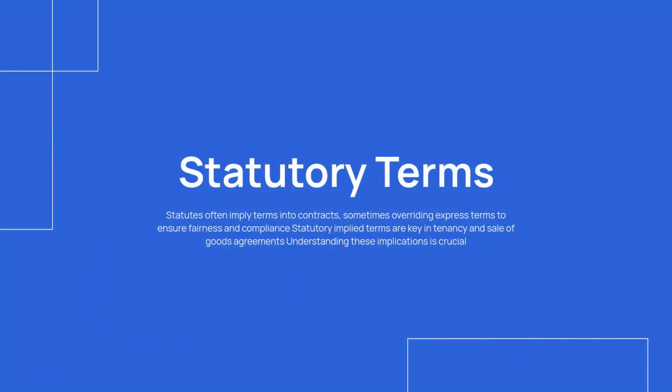Statutes increasingly imply terms into contracts, sometimes overriding express terms. For instance, tenancy agreements might be subject to statutory deposit requirements. Such statutes ensure fairness and compliance with legal standards. The sale of goods contracts often contain statutory implied terms. Understanding statutory implications is key to navigating modern contracts.